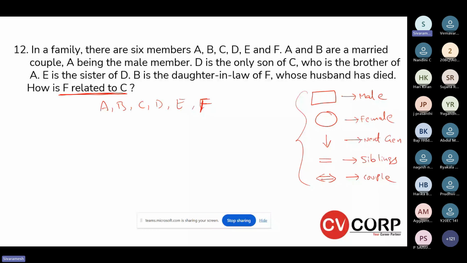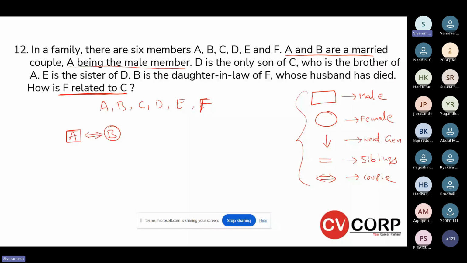So now let's take the conditions. A and B are a married couple, so you cannot say that A can be male or B can be male. We cannot assume. They mentioned A and B are a married couple, so couple means we use the equals with the double arrow. But in the second statement, they have clearly mentioned A being the male member. So obviously, if A is the male member, B is the female member. Those two are wife and husband. So A is male and B is female. The relation between them is couple, wife and husband. So D is the only son of C.